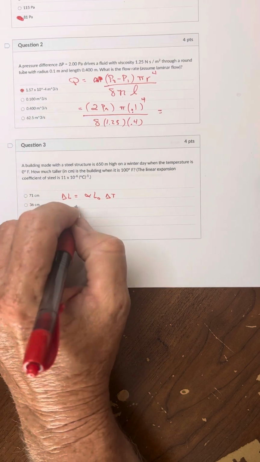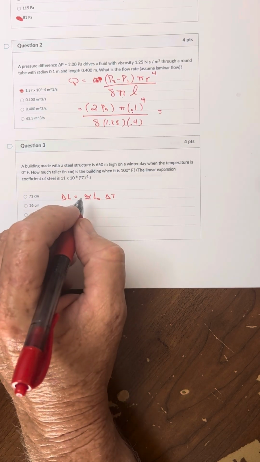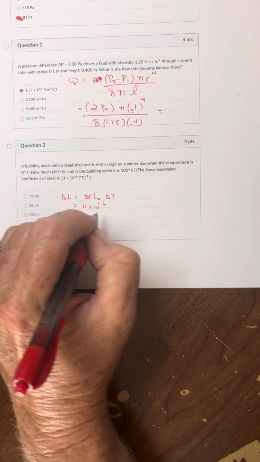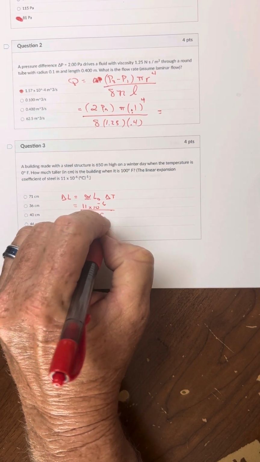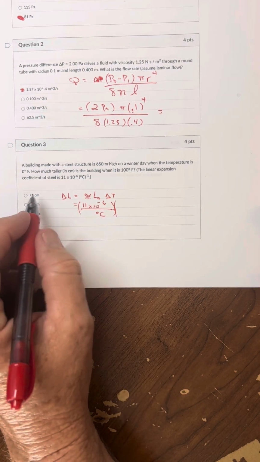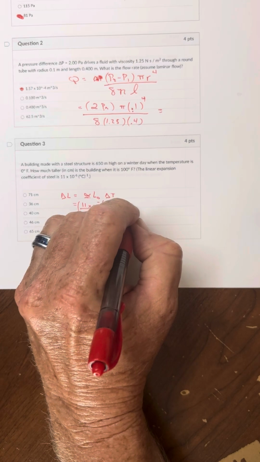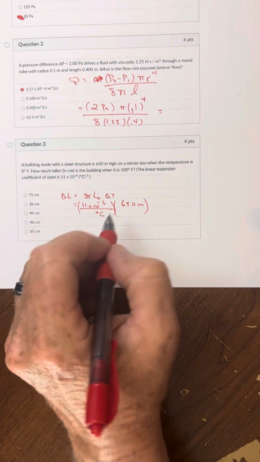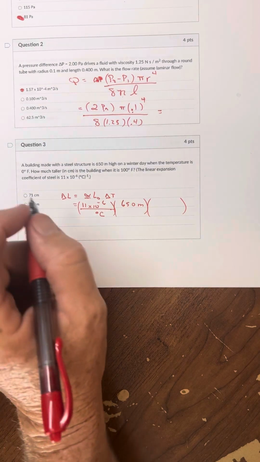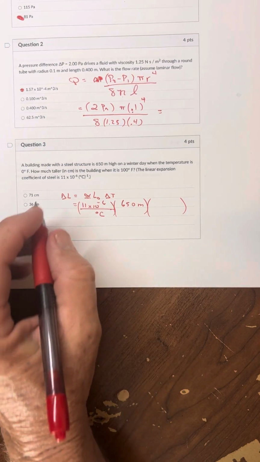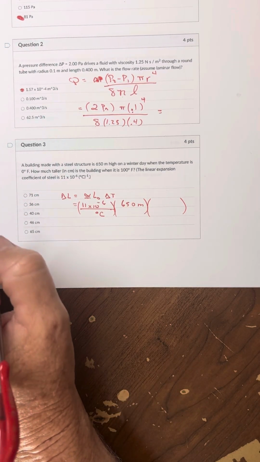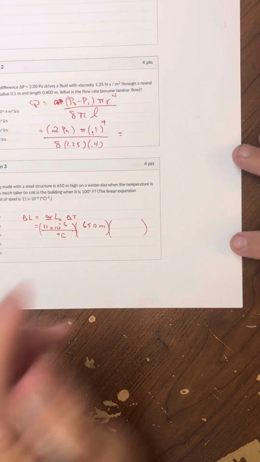Okay, good. All right, so I'm going to go ahead and then put my alpha, 11 times 10 to the minus 6, and it is inverse degrees centigrade, or Celsius. Now, the reason that's important here is I'll put this in meters, but that also means my change in temperature needs to be in Celsius. And they give it to me in Fahrenheit. So let's be a little careful there. Maybe I'll do that on the side.